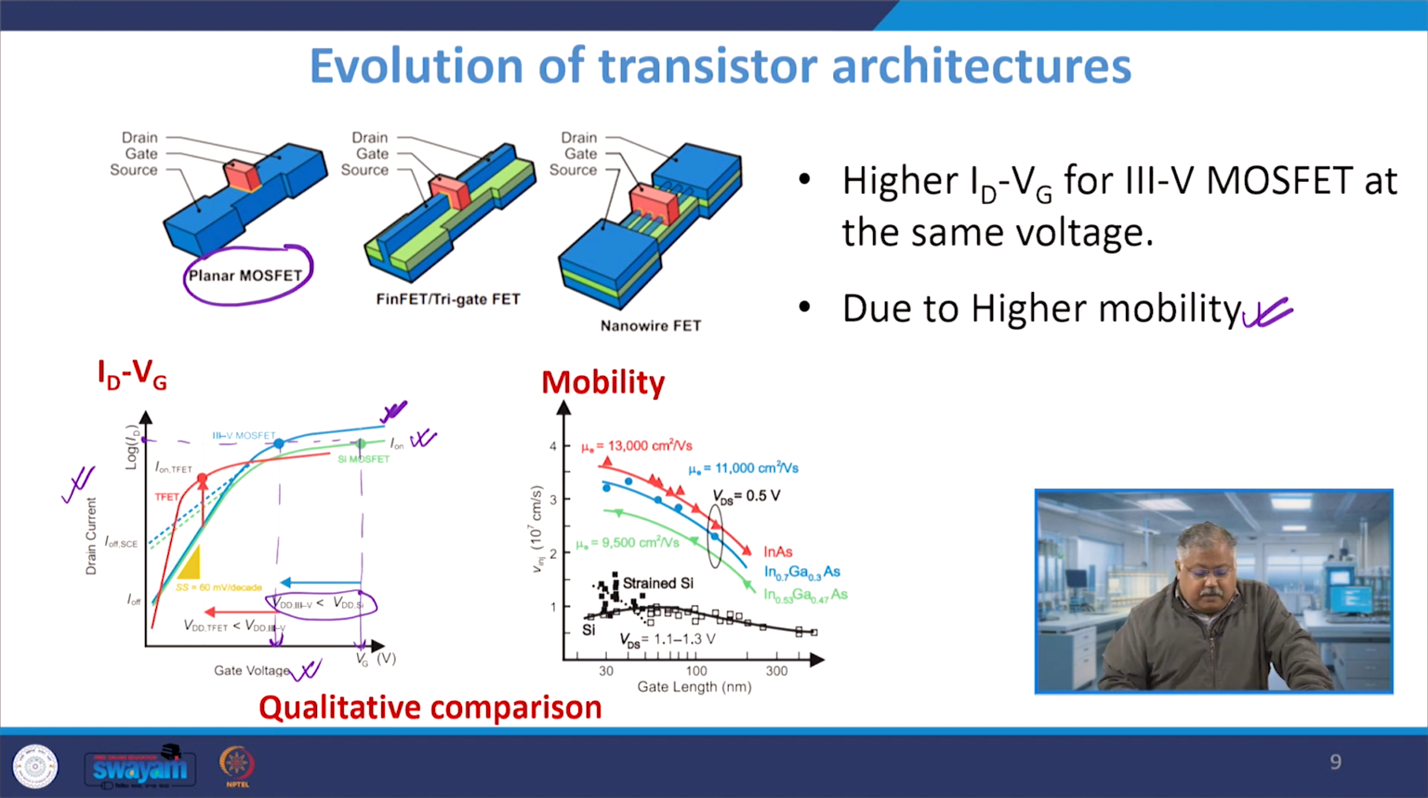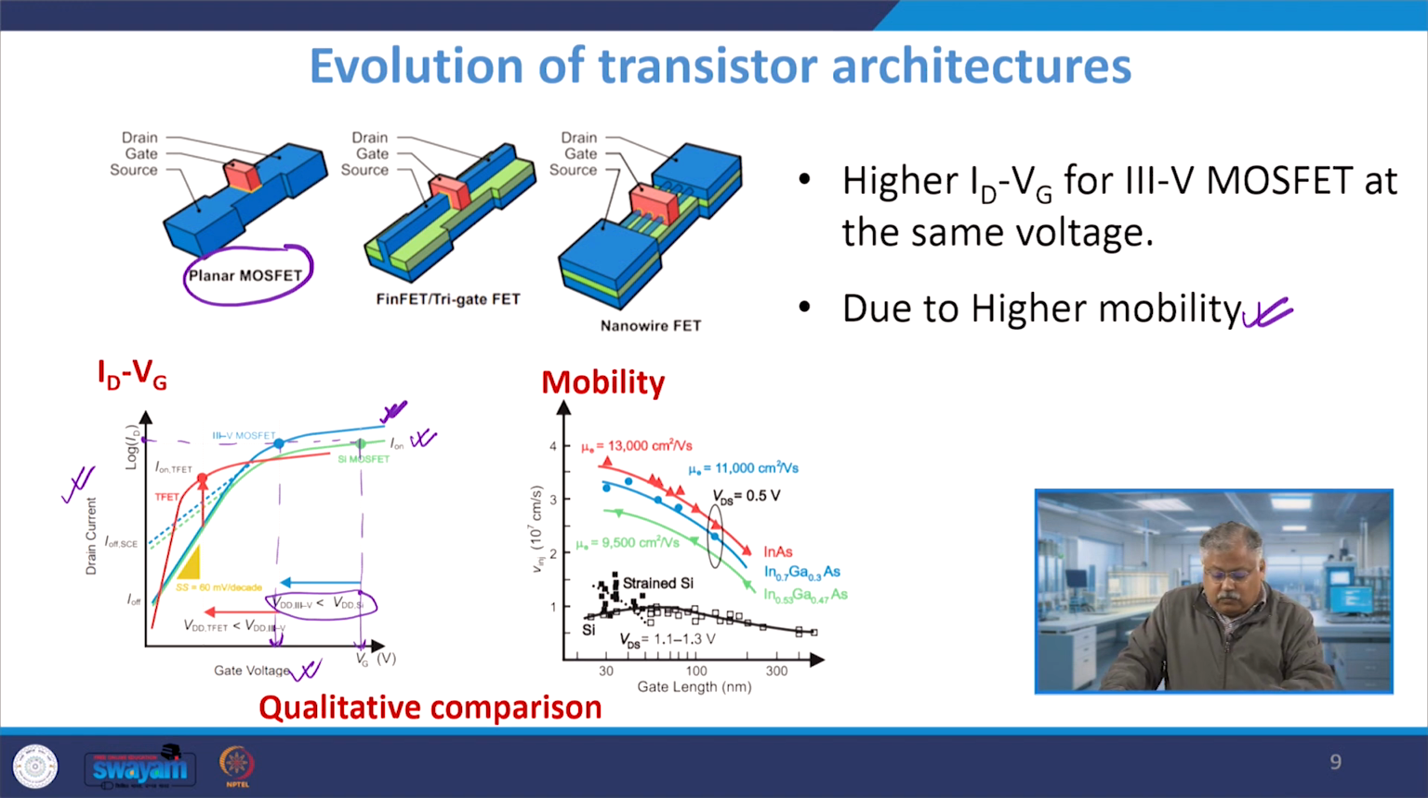Let us now come to the mobility part, the right hand side. If you look at the mobility part here, on the y axis we have the injection velocity in the order of 10 to the power 7 centimeter per second versus the effective gate length. Now, as the gate length goes on increasing, the velocity will obviously go on decreasing, because the electric field will reduce for the increasing value of gate length, and when the electric field reduces, the saturation velocity also decreases.